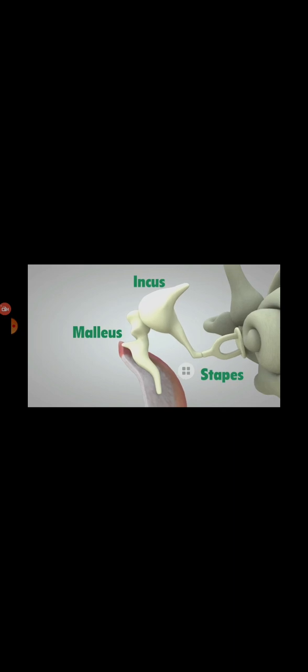So let's watch it again. Waves, which then travel through a narrow passageway called the ear canal. The sound waves reach the eardrum, which is a membrane roughly half the size of a dime. They make the eardrum vibrate, which in turn vibrates three tiny bones called the malleus, incus, and stapes. These bones amplify or increase the sound vibrations and send them to the cochlea. The cochlea is shaped like a snail and is the size of a garden pea.